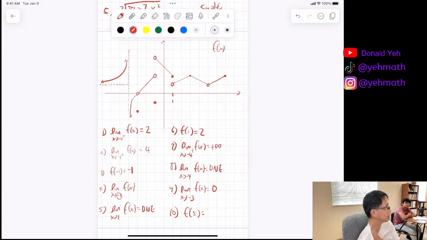Melissa? What? Is it 0? No. Is it what? Undefined. Why? Because the right side isn't. No, that's not a reason. It's a right answer, but that's not a reason. Kevin? Because it just doesn't exist on the y-axis. No, that's not a right reason.